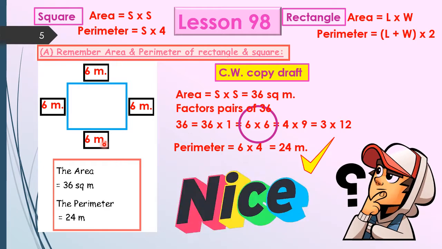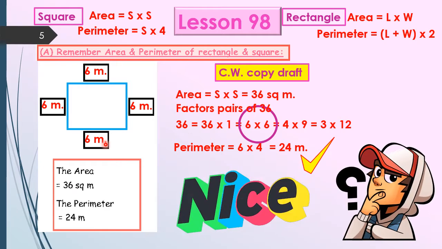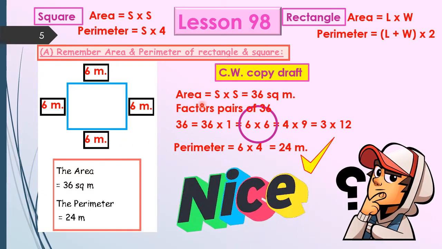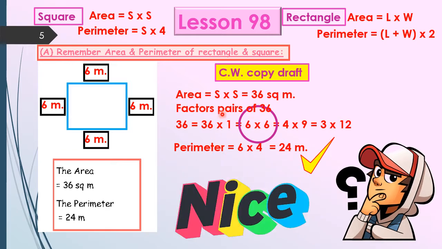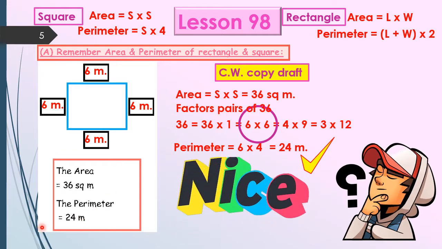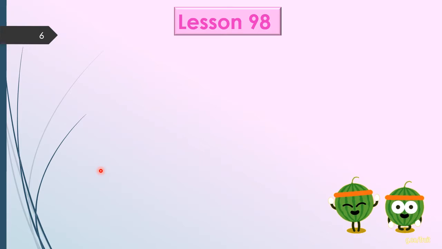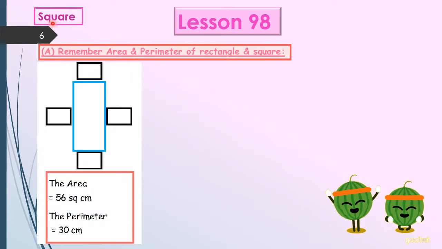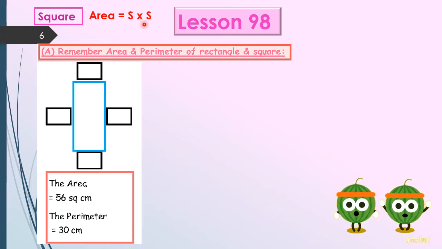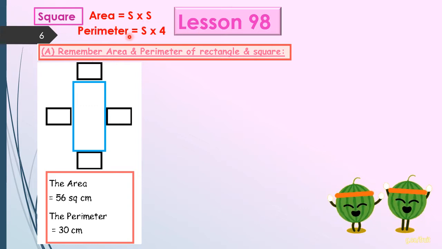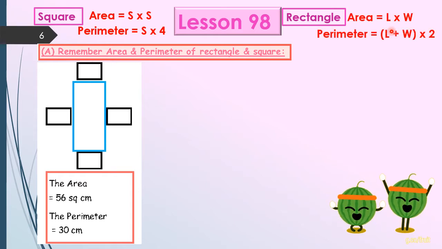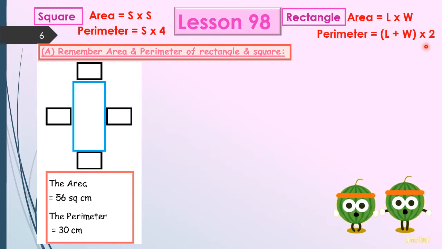This is our hypothesis and the proving of our hypothesis. You must be sure that you are right. Give your guessing and prove it's right or wrong from the other given. Okay. We have another exercise. We must remember first our square area side by side, our square perimeter side by 4, our rectangle area length by width, our rectangle perimeter length plus width by 2.